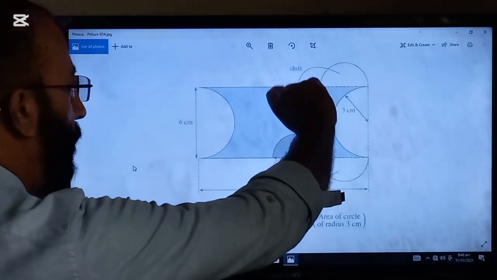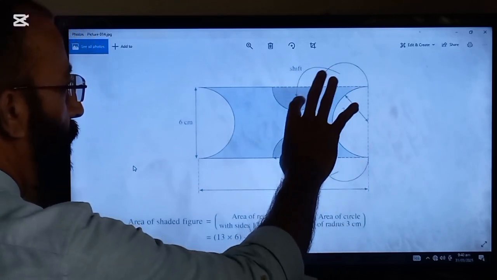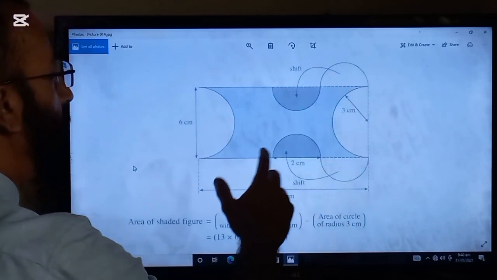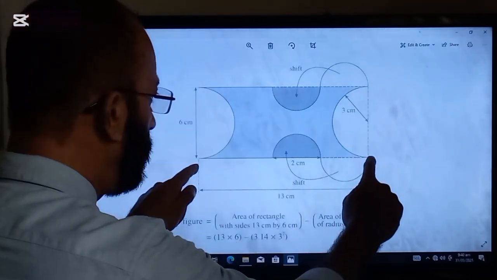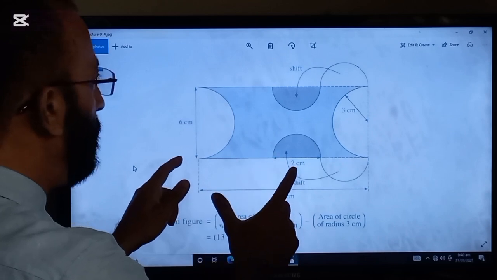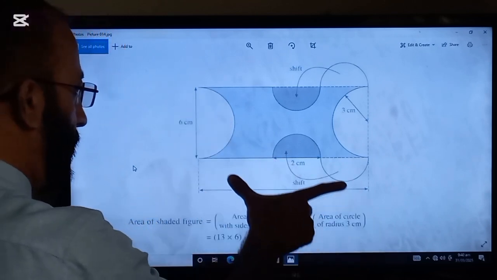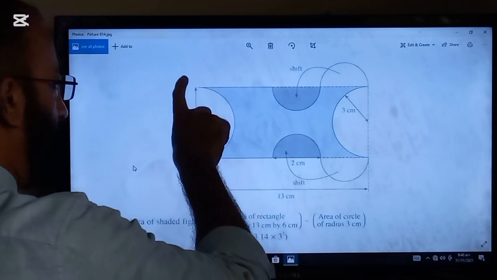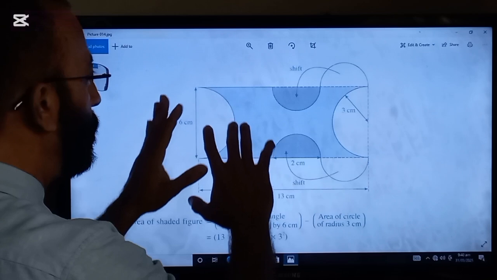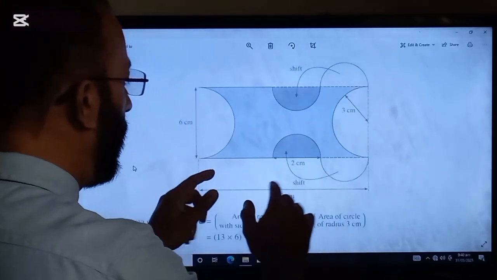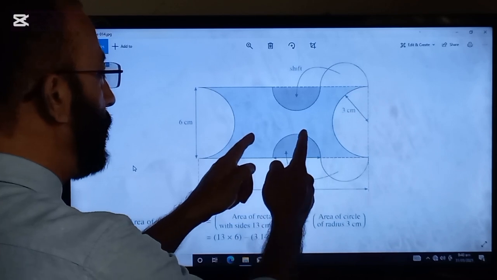Shift this portion over here and shift this portion over here. So these two portions will be covered. Now if you look carefully, this is a rectangle now, which is having dimensions 13 by 6, because this is the 13 and this is 6. So if from the full rectangle we subtract these two semicircles, that will be equal to the area of the shaded portion.